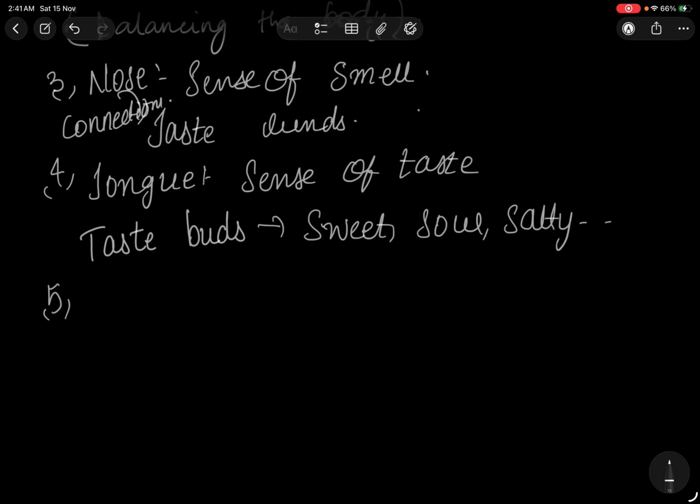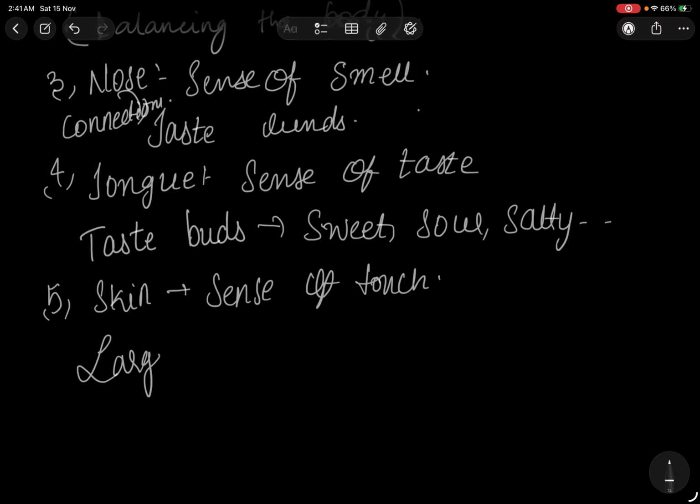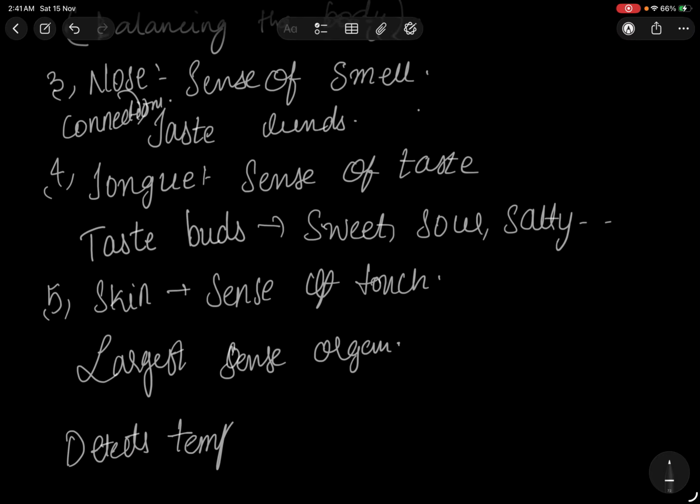And fifth, last is skin. So sense of touch. So this is the largest sense organ, and it detects temperature, pressure, pain, and also touch.